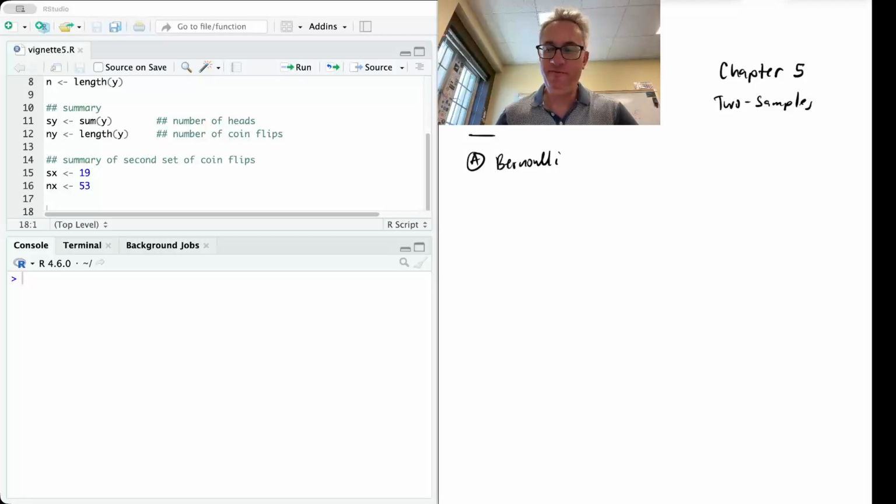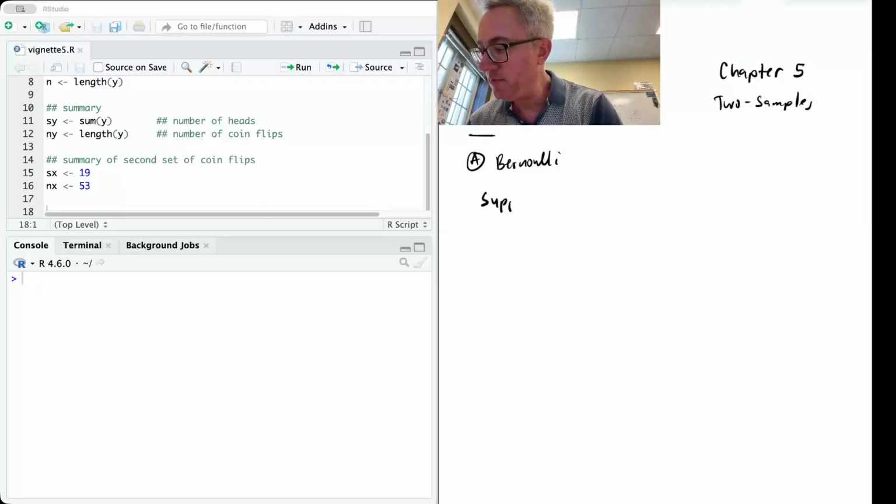Okay, chapter 5 is on two sample tests, and we're going to be in two parts. Part A is on Bernoulli two sample tests, and then part B will be on Gaussian two sample tests. So Bernoulli means coin flips, so suppose we have two sets of coin flips.